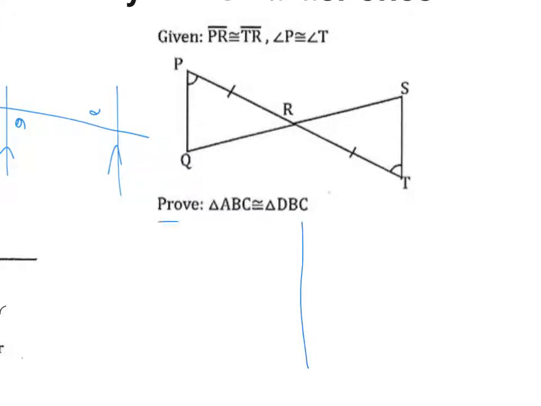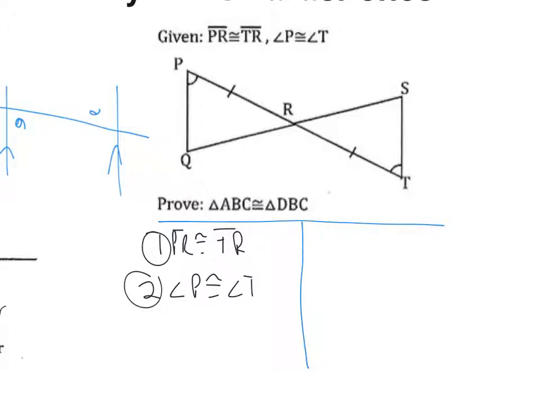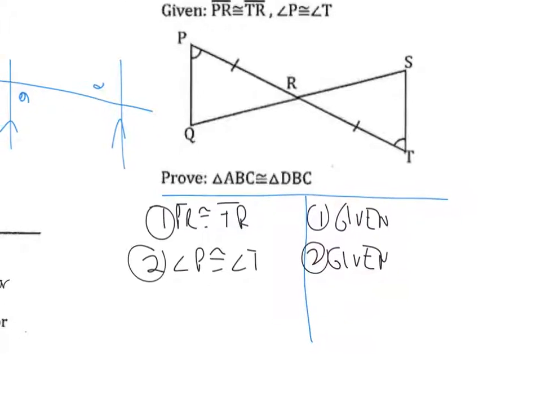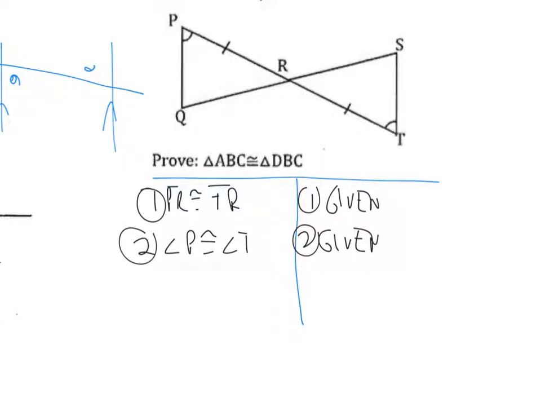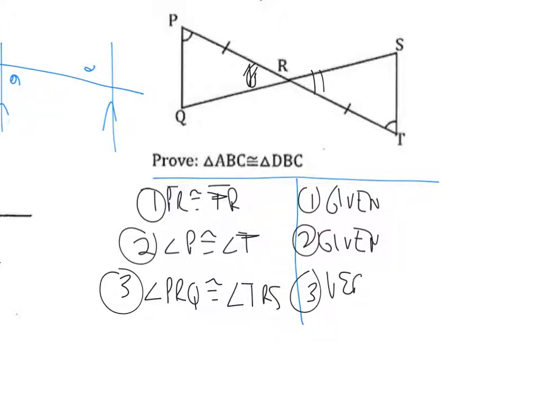So the first thing I want to do is draw a T, and I start with my given statement. PR congruent to TR, and angle P congruent to angle T, given. So that's my given statement. Now what else can I glean from this picture? Well, I know that these two are always going to be congruent no matter what because they're vertical. So I can say angle PRQ is congruent to angle TRS. Why? They're vertical angles.